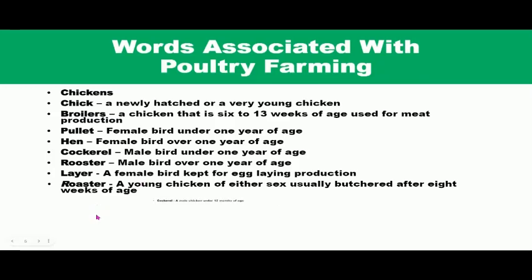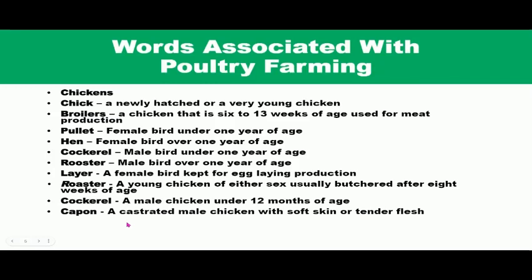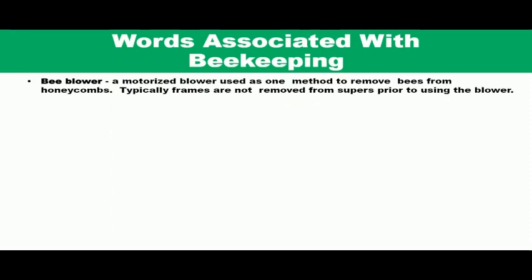So it is for meat. Now, the cockerel we have already mentioned is a male chicken under 12 months of age. Then we have the capon, a castrated male chicken with soft skin or tender flesh. Okay, then we have some popular products derived from poultry farming. We have eggs and chicken. That brings us to our next, and that is beekeeping. So words associated with beekeeping.